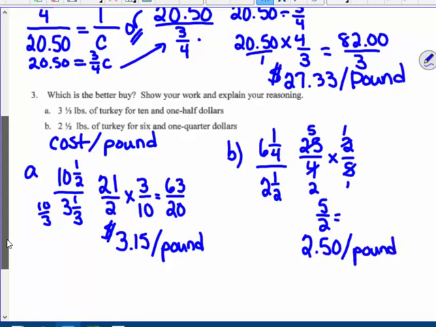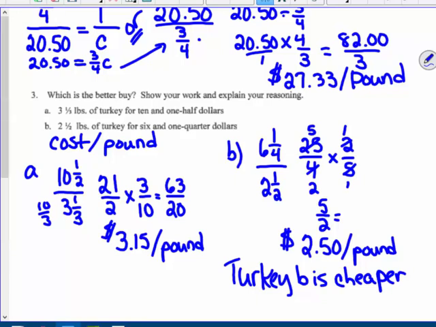So which is cheaper? Which is the better buy? The $2.50 per pound turkey is the better buy. So I'm just going to call it turkey B. Turkey B is cheaper per pound.